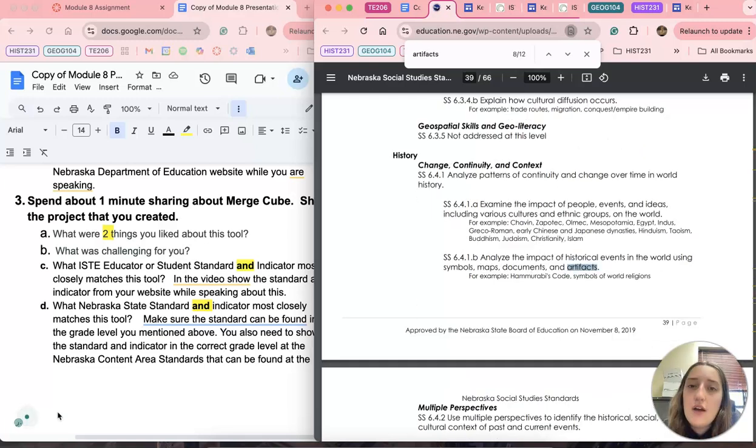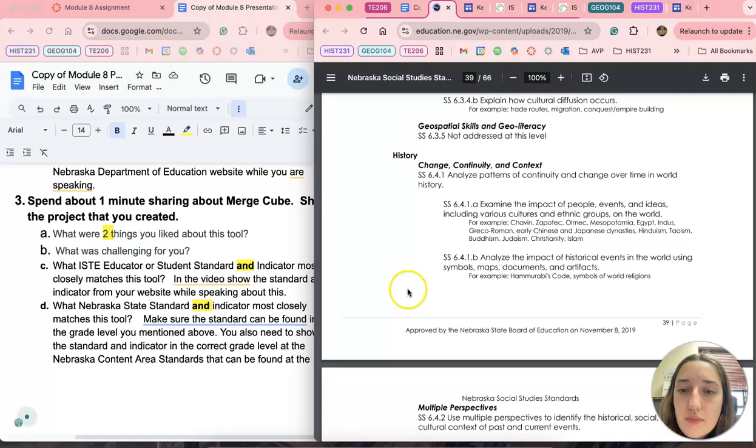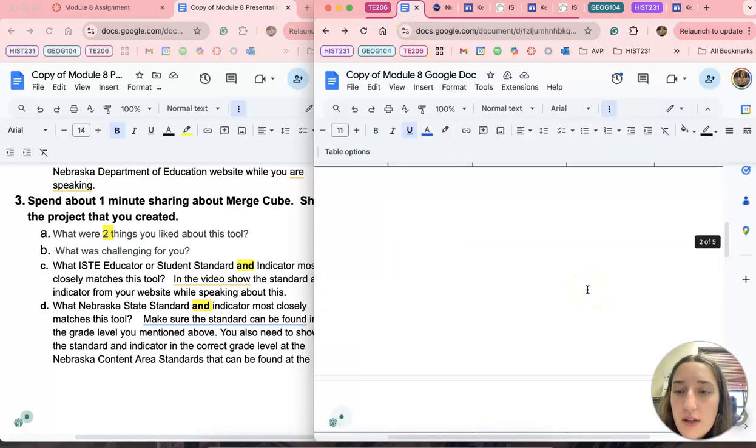I'm gonna pause. Okay, I wrote down the wrong one to look at, so I apologize about that. But it is Social Studies, 6th grade 4.1. Analyze patterns of continuity and change over time in the world. Indicator B, analyze the impact of historical events of the world using symbols, maps, documents, and artifacts. So that is my merge cube one.